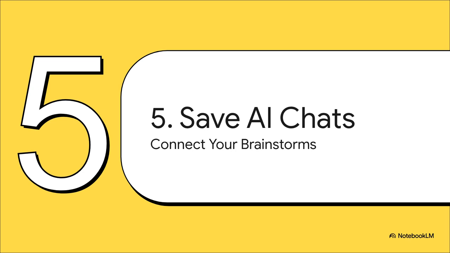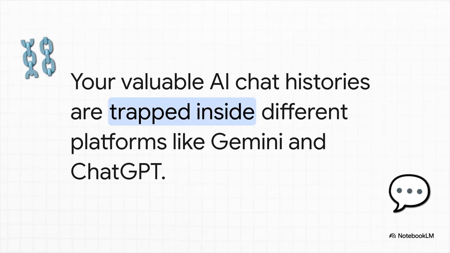And that brings us to our 5th and final tip. This one is another extension that solves a huge problem for anyone who uses AI chatbots for things like brainstorming or creative projects. Okay, picture this. You're having this incredible, super insightful chat with Gemini or ChatGPT. The ideas are flowing. But then, what do you do with it? How do you actually save that conversation and make it part of your bigger project? Usually it's just trapped, stuck inside that one platform.